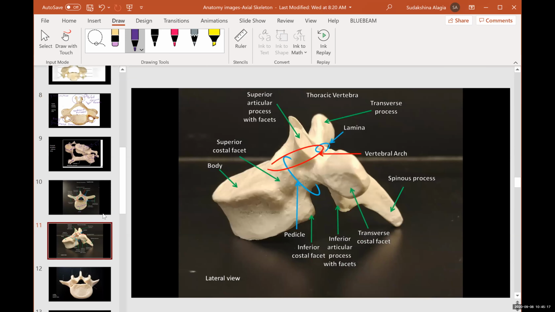So let's look at the side view. The two unique features of thoracic vertebra. One is, again, look at the spinous process. The spinous process is protruding downward. Inferiorly projected spinous process.